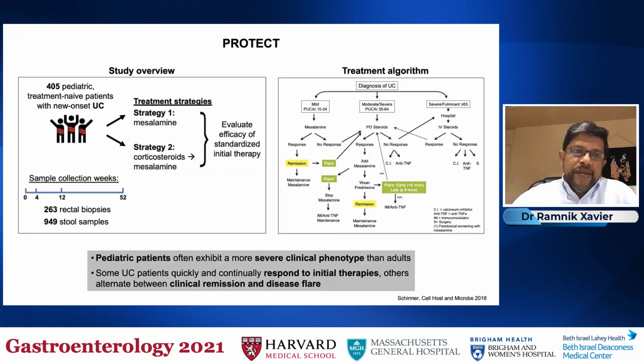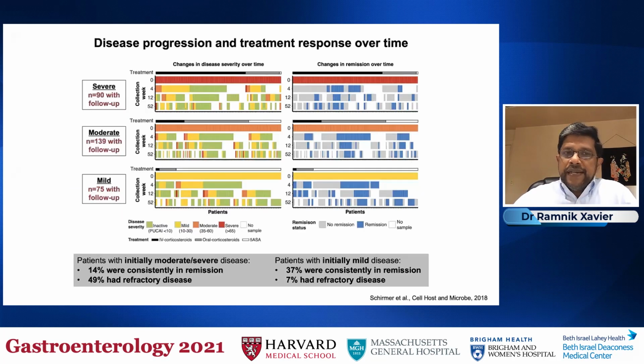So here's a study where we enrolled 450 children who were treatment naive with newly diagnosed ulcerative colitis. They were treated with the standard of care treatment. If they had mild disease, they got sulfa drugs. If they had moderate disease, oral steroids. And in severe disease, IV steroids or anti-TNF. And what we learned was that clearly a subset of patients with mild disease respond very quickly, whereas in patients with severe disease, the response is delayed.